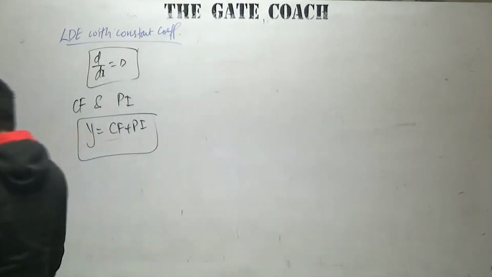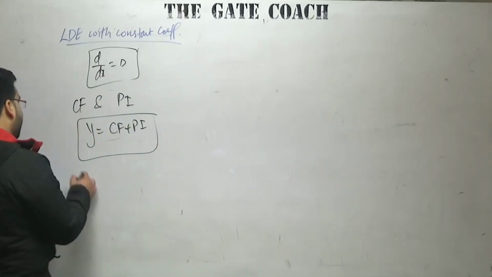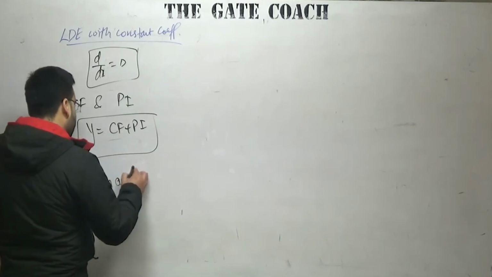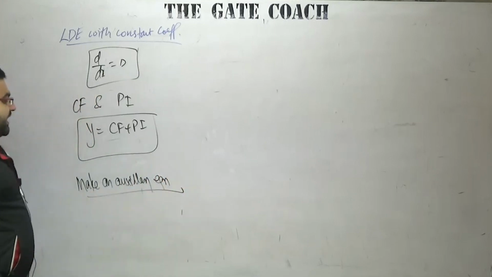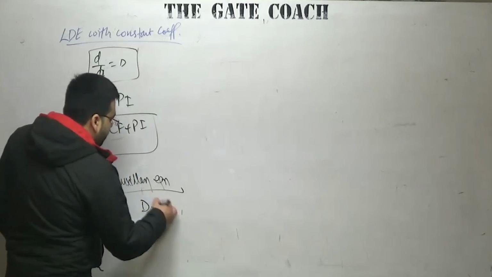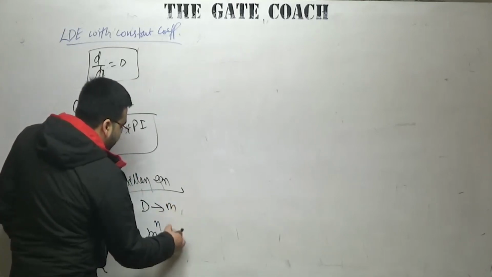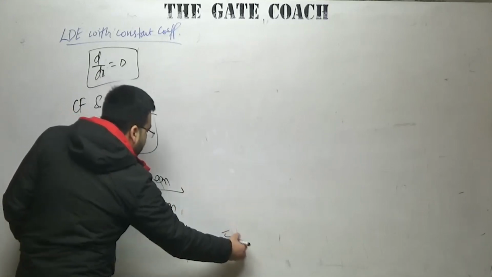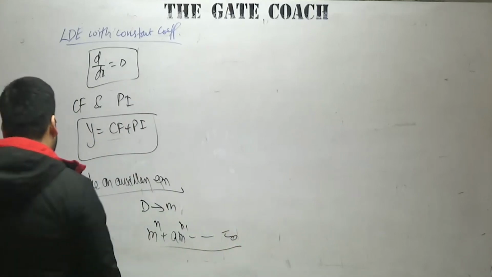So CF is very simple, students. First of all, what do we do is that we make an auxiliary equation. You will be getting some roots of the auxiliary equation. Let us say that the auxiliary equation is like this. You put D is equal to m. You will be getting something like this: m raised to the power n plus a, m raised to the power n minus 1 plus something is equal to 0. You will be getting some roots of m.